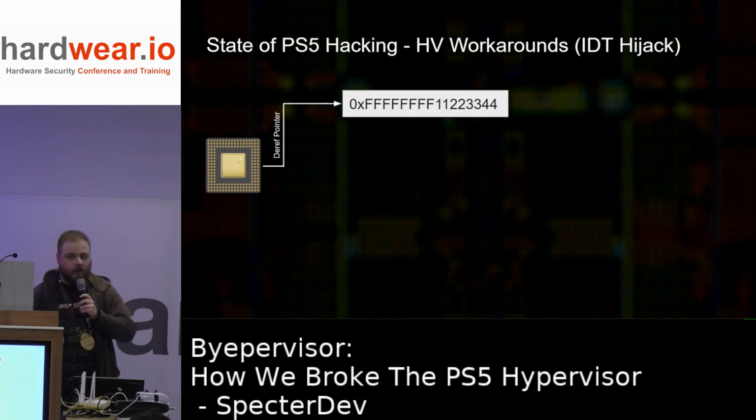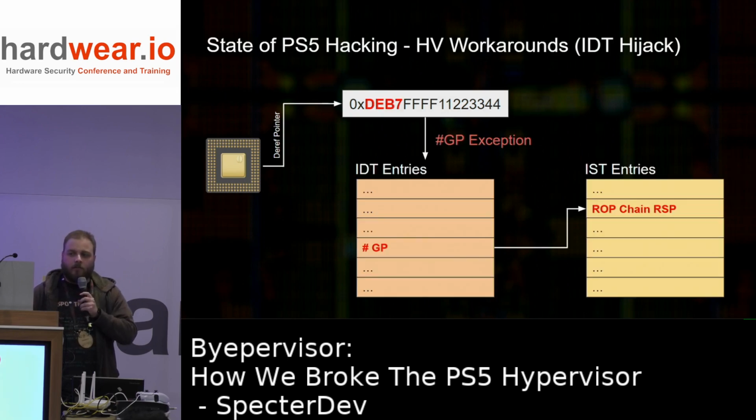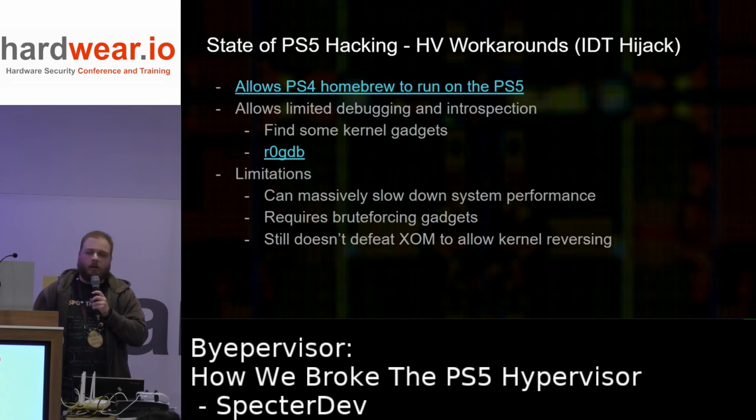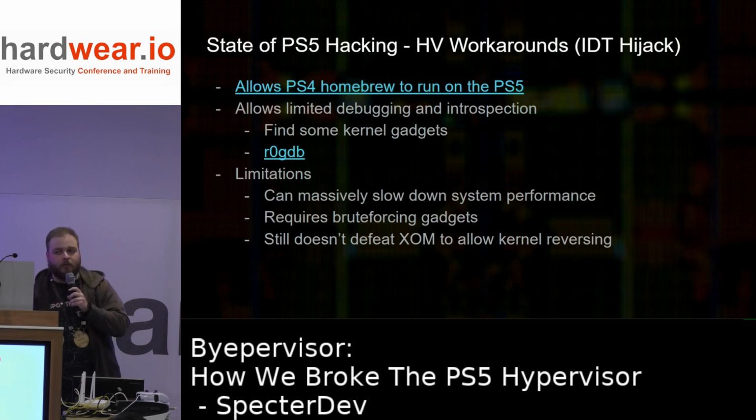Here's a diagram kind of showing this. The CPU is dereferencing this kernel pointer. We change the upper bits to DEB7. It doesn't have to be that; it can be anything. That's going to throw a GP exception when that pointer is dereferenced, goes into the IDT, follows your ROP chain, and you have hooking. So this allows PS4 homebrew to run on the PS5. It also allows some limited introspection and debugging. You could use this to single step and find kernel gadgets, and do a little bit of debugging.